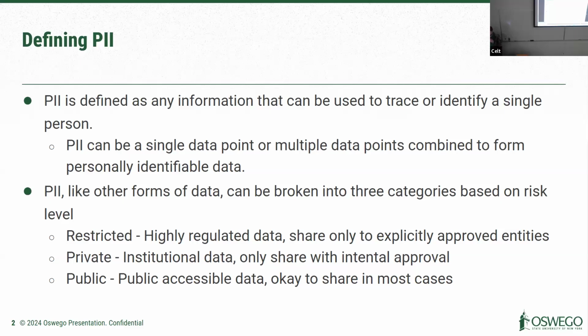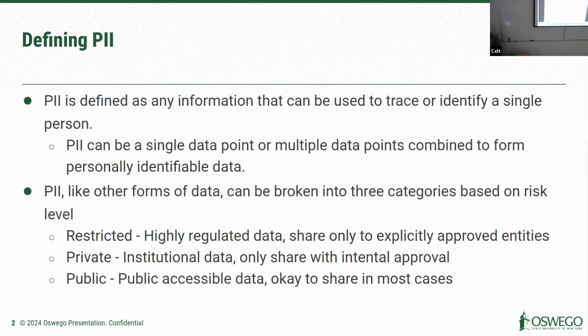PII, like other forms of data, can be broken into 3 categories based on risk level. So when we talk about risk levels, that is a 3-pronged risk system that was devised by New York State. It's also used by SUNY to categorize risk and how data should be shared. So there are 3 points to that, which is restricted, private, and public. CTS is currently working on a larger adoption of this risk model for our data classification, which will be forthcoming.